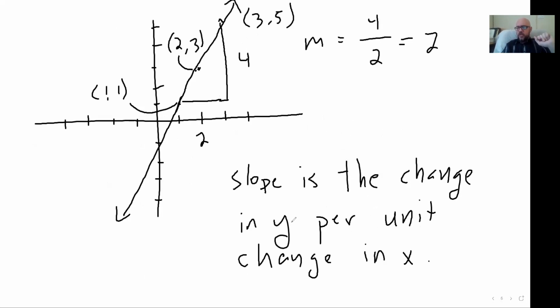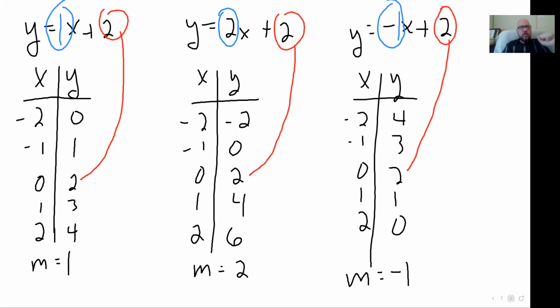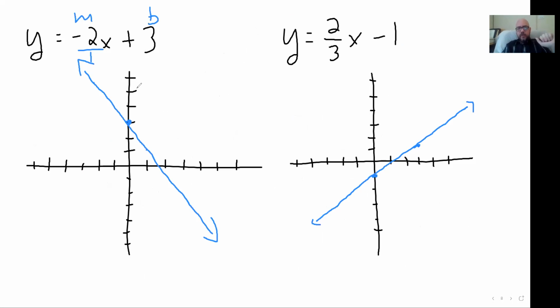Again, slope is the change in y per unit change in x. And then graphing lines, right? So your b is the y-coordinate of your y-intercept. M is your slope. And so you can identify your y-intercept, (0, 3), and then use your slope of -2, meaning I go down 2, right 1, to get another point, and then graph.